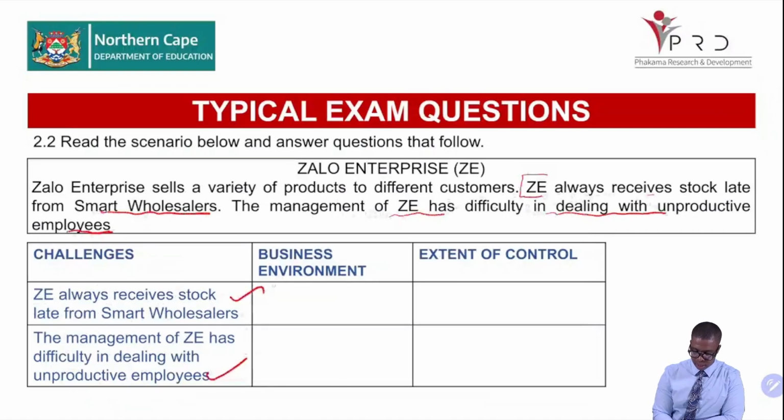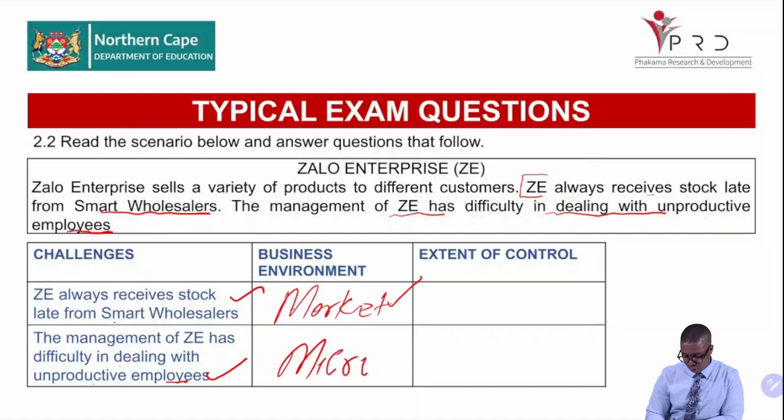So that's one. Then we go to what now? The business environment that is applicable. ZE always receives stock late from Smart Wholesaler. From what? Smart Wholesaler. So regarding that, we say they are receiving stock late. So which environment? It is the market environment, because a supplier is a component of the market environment. Then we look into the management of ZE has difficulty in dealing with unproductive employees. Employees are inside the business. Therefore, this is your what? Micro environment.